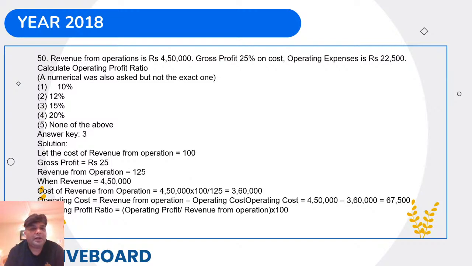Question number 50, revenue from operations is rupees 4,50,000. Gross profit is 25% on cost. Operating expenses is rupees 22,500. Calculate operating profit ratio. The answer to this is 15%. Okay. Now let's take a look at the solution.